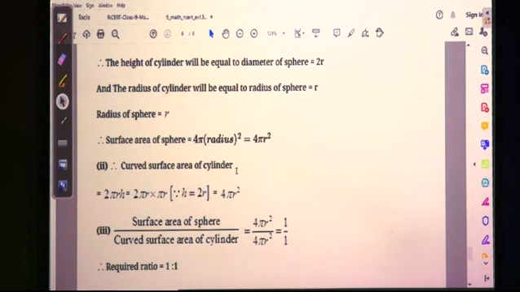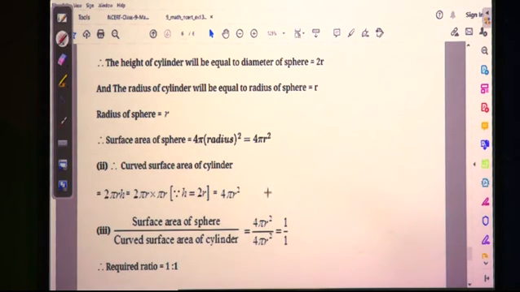What is curved surface area of cylinder? 2 pi r h. 2 pi, r value is r and h value is what? 2r. H value is 2r. So, this becomes 2 pi r into 2r. This becomes 4 pi r square.